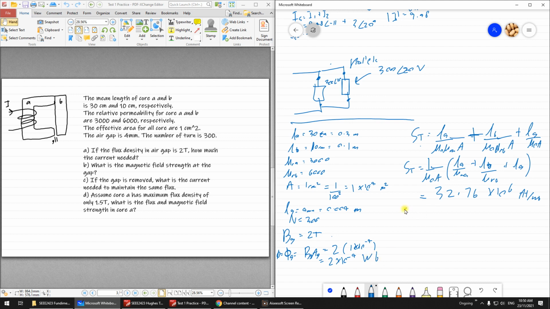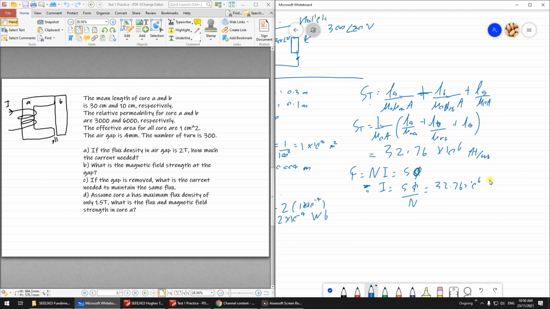So remember back, F is equal to N I equals S times flux. Therefore I is equal to S times flux over N. S is 332.76 multiplied by 10 negative 6, flux is 2 multiplied by 10 negative 4, which is this one, and then divide by the number of turns, 300. That is how you solve the first question.